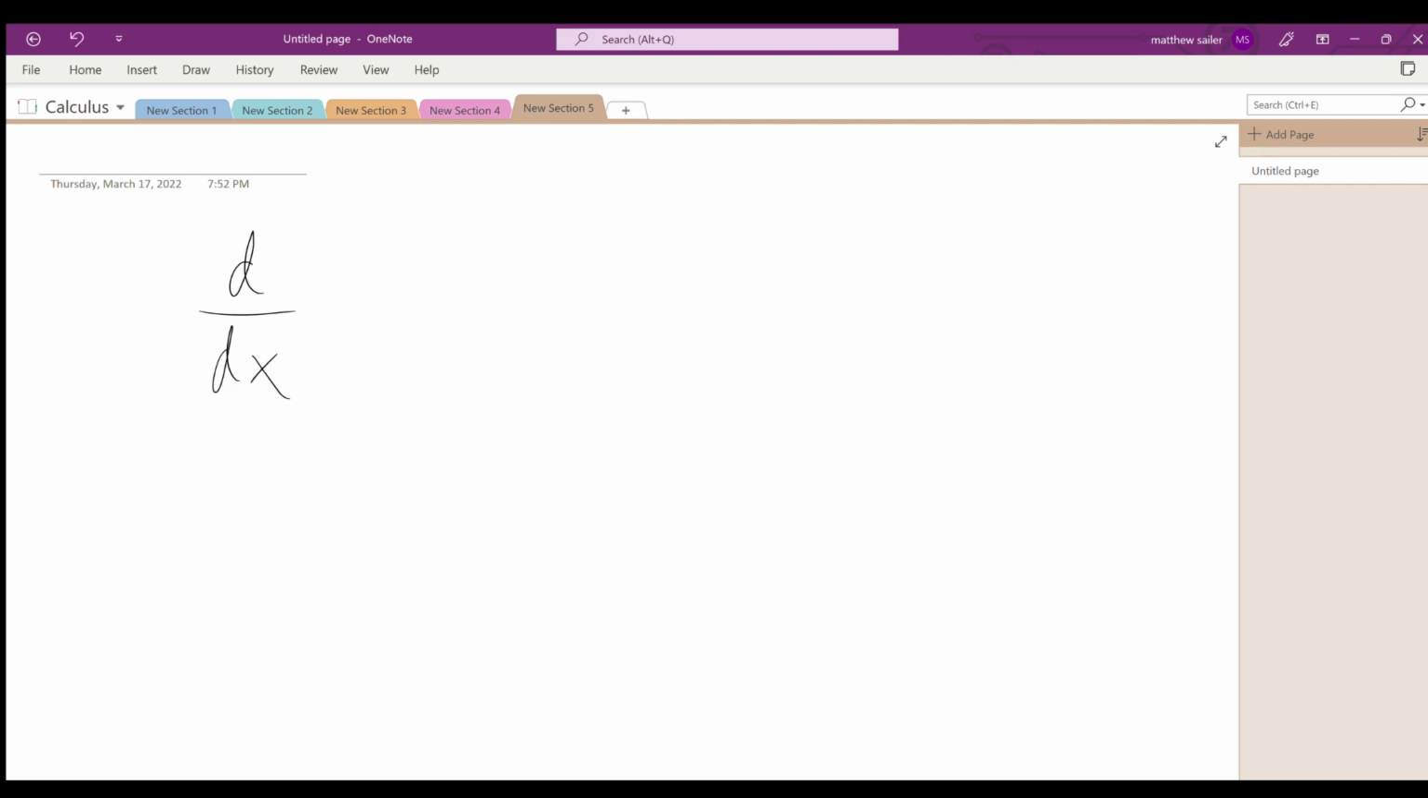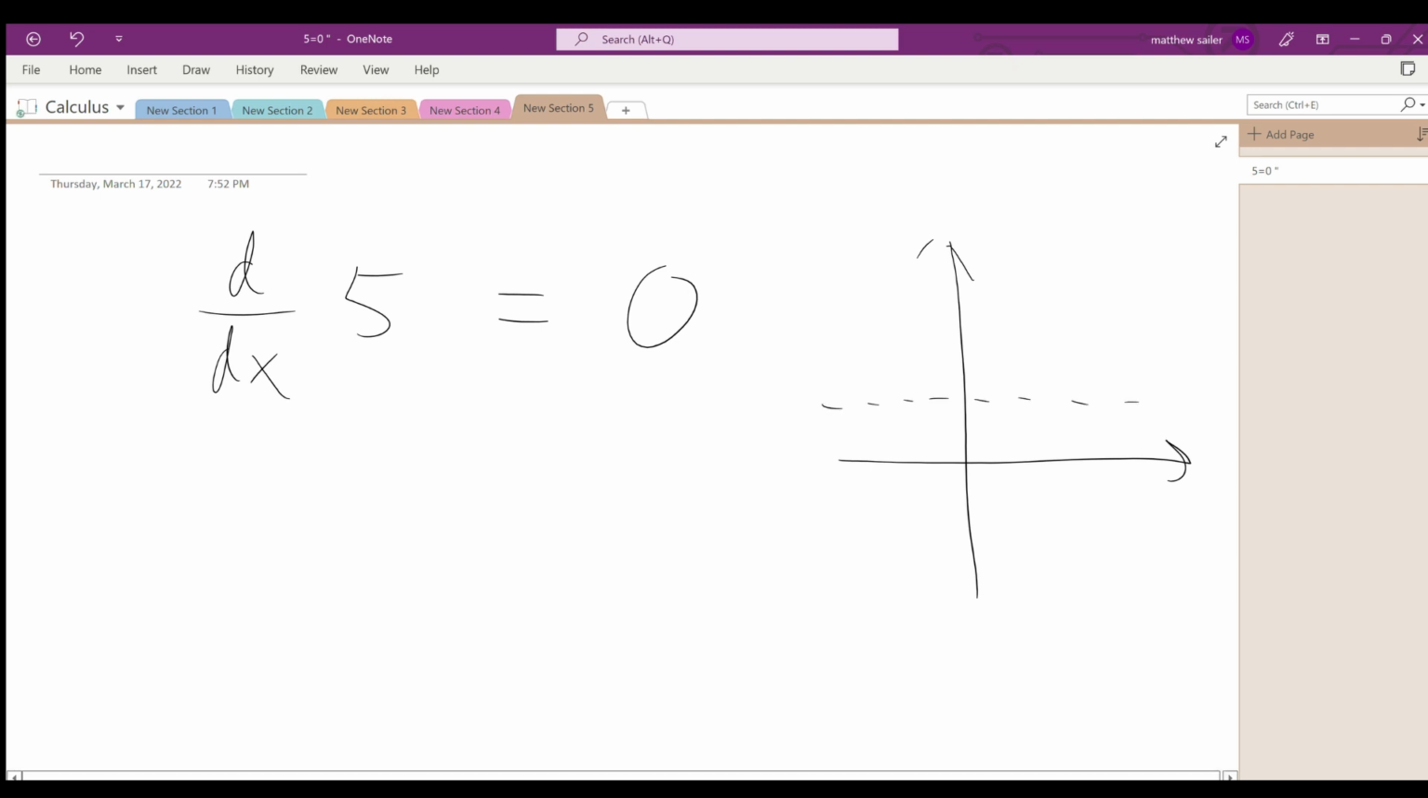So let's say we want to find the derivative of 5. This is just equal to 0. And this makes sense because if you have a graph where the equation is y equals 5, or y equals any number, just say like y equals 1, the line's going to look like that. The slope of this line is 0 at every point, so the derivative is 0.